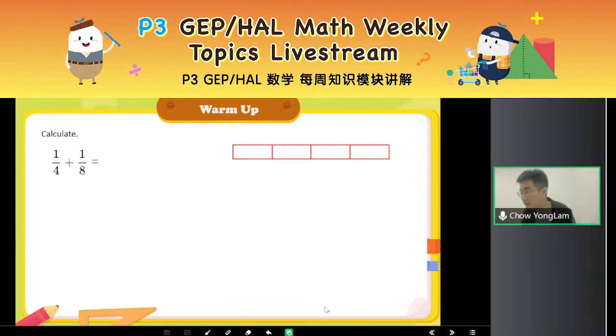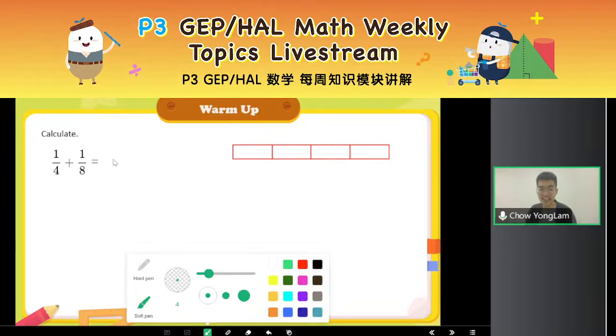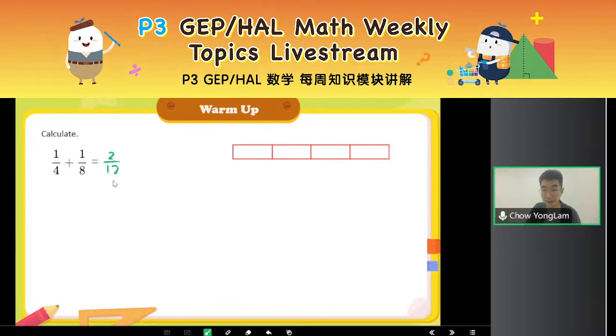But what if I have 1 over 4 plus 1 over 8? Can I just make it into 2 over 12? The denominators are different this time. And to be very exact, you cannot do addition directly when the denominators are different. So what exactly does 1 over 4 plus 1 over 8 mean? Let's imagine you have a bar and you cut it into 4 equal parts.